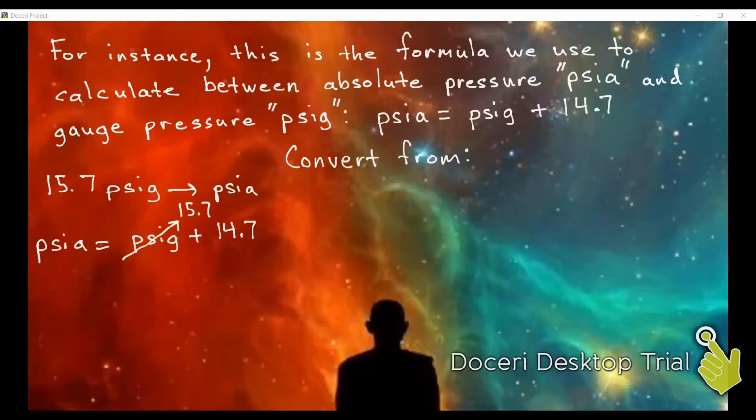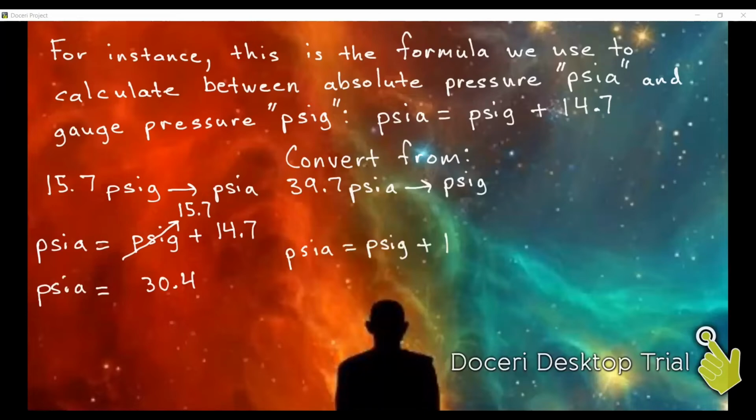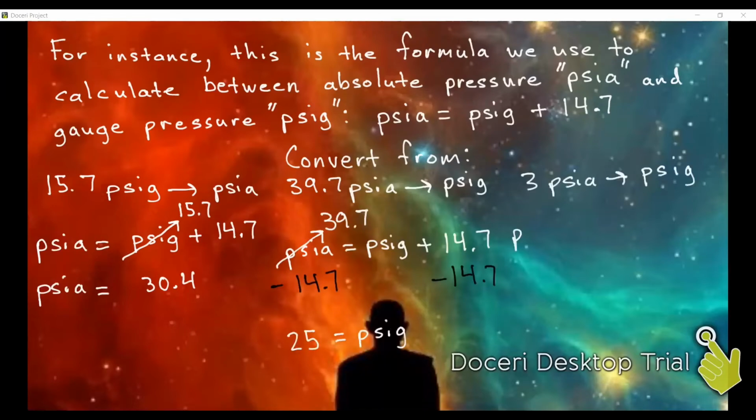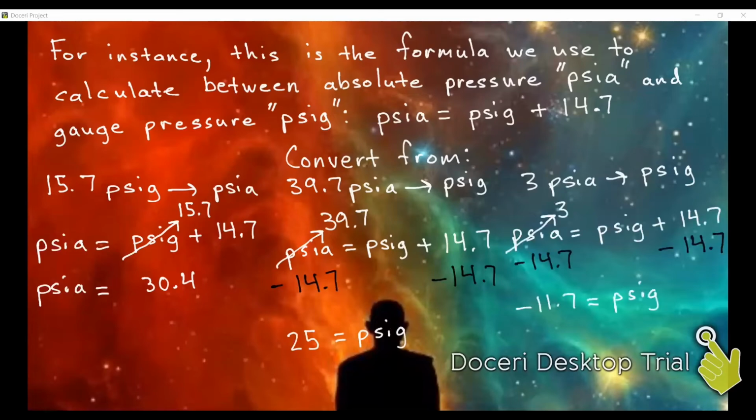We're going to go ahead and do some problems here and convert from one psia value to a psig value or vice versa. So 15.7 psig, we're going to convert to psia. Well, we write down the formula. We get psia equals psig plus 14.7. We plug in 15.7 for psig, we get psia is equal to 30.4. We move on to the next problem.